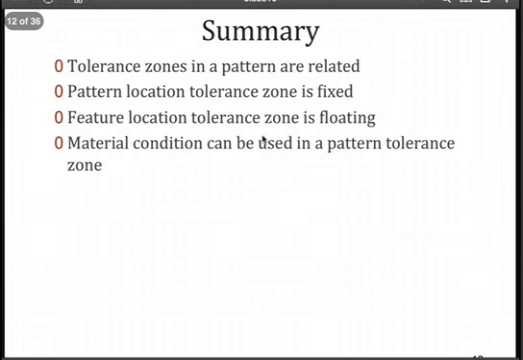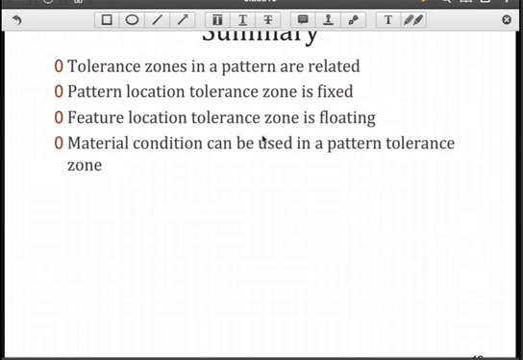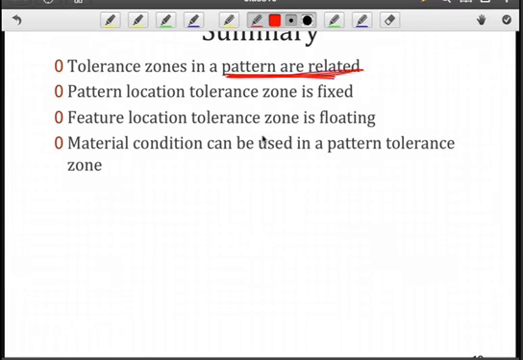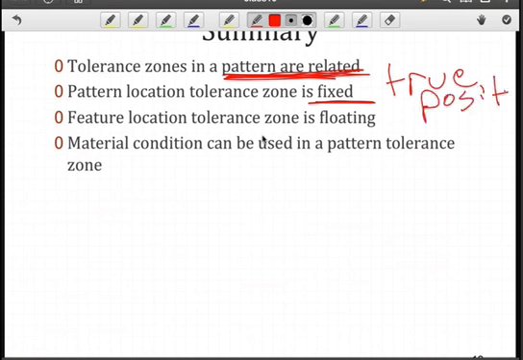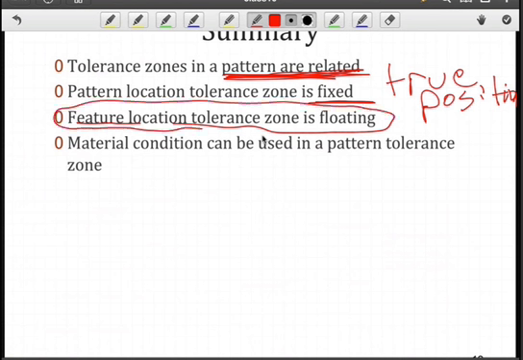So in summary, your tolerance zones in a pattern are not independent. They are related to each other. And it's important to maintain that relationship. If I'm looking at the pattern locating tolerance zone, it's fixed at true position. Whereas the feature locating tolerance zone can float, of course, we have to maintain individual tolerance zones relative to each other. And material condition, as we've seen, can be used in the pattern tolerance zone.